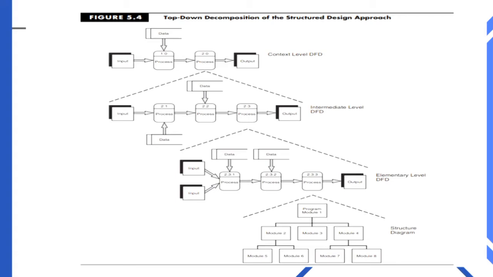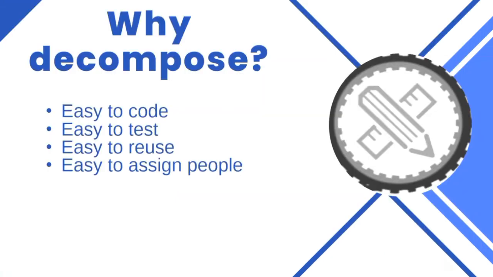So, the final step transforms process 2.3.3 into a structured diagram that defines modules that will constitute the process. So why decompose? To split up into functions which are easy to code, easy to test, easy to reuse, easy to assign people to the specific task because they have specialties. So I'm going to show you a video.